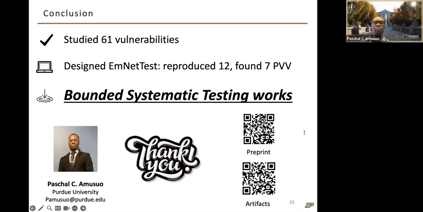So to conclude, we studied 61 ENS vulnerabilities and designed EmNetTest to aid in detecting these vulnerabilities. As a takeaway, we learned that in this specific context of network protocol implementations, bounded systematic testing was effective at finding typical packet validation vulnerabilities.